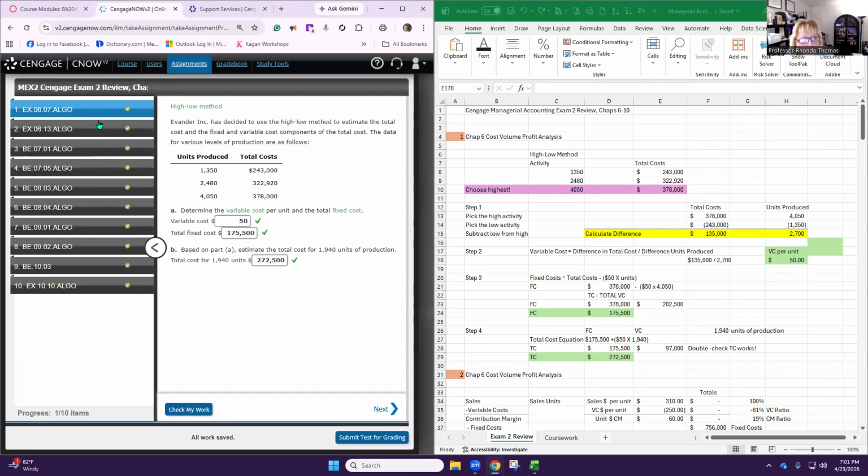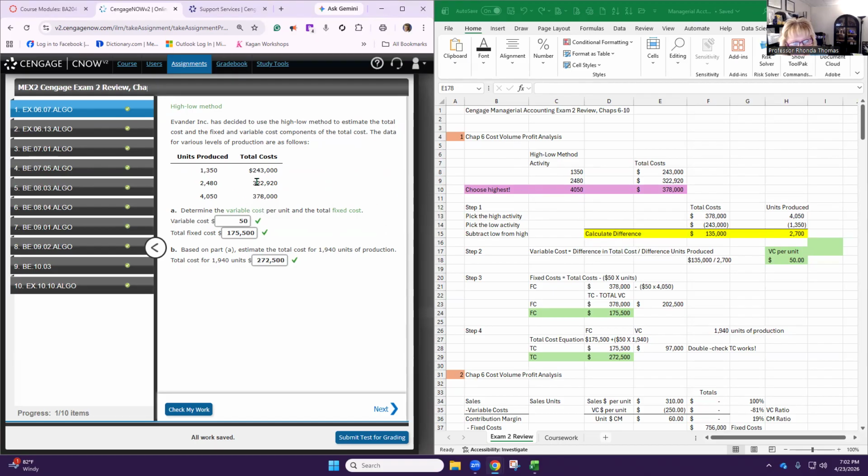Okay, so the first two, so they got two from each chapter. So chapter 6 is cost, volume, profit analysis. And the first one we're going to do is called the high-low method. So we use this high-low method to come up with the estimate of the total cost. And then we also know what the fixed and the variable cost components are of that total.